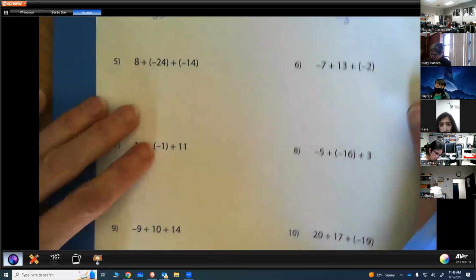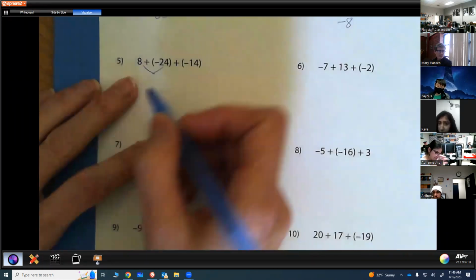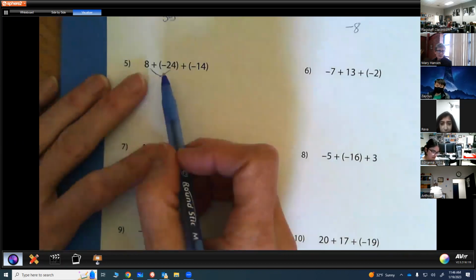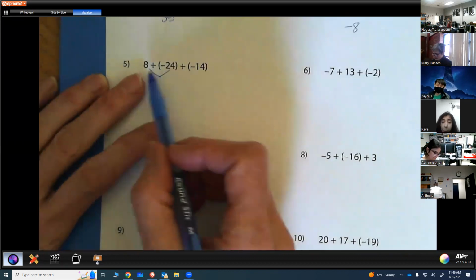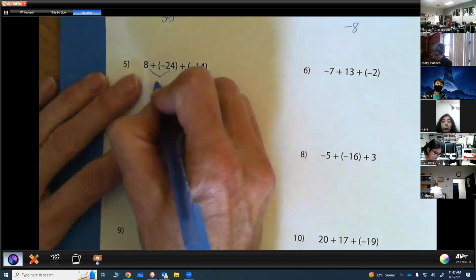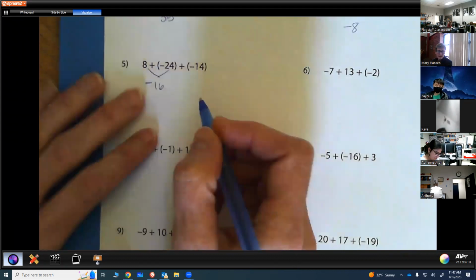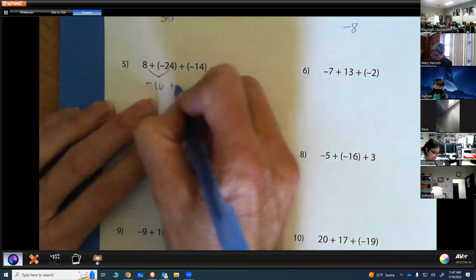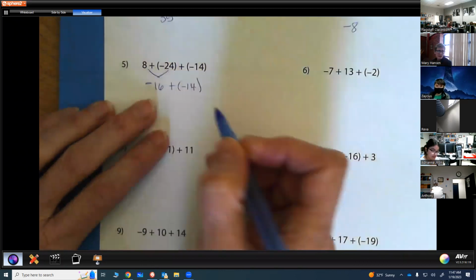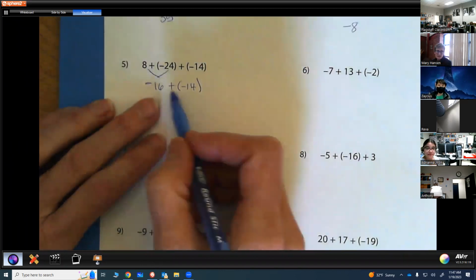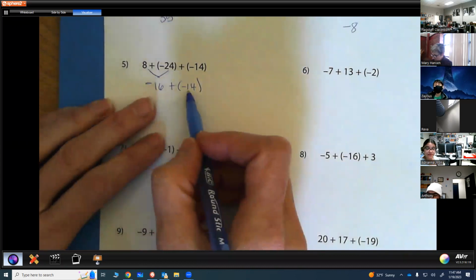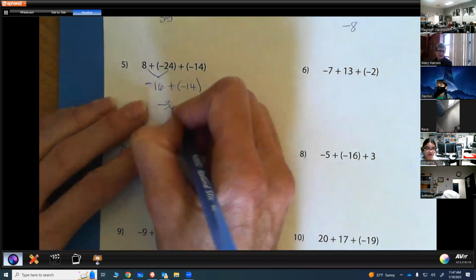Number 5, 8 plus -24. Signs are different. I subtract and keep the sign of the larger. And then I'm going to add -14 to it. I have negatives plus more negatives. That's going to make a whole lot of negatives. It'll make -30.